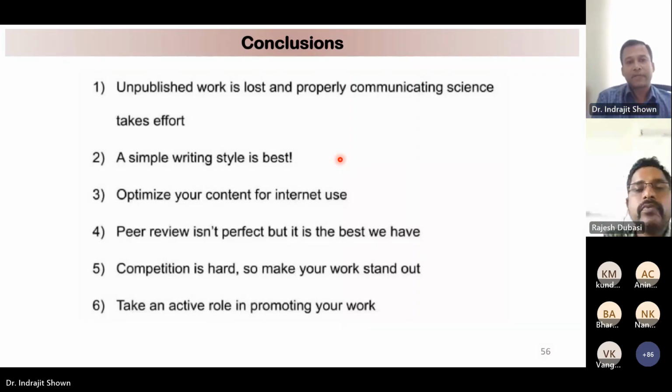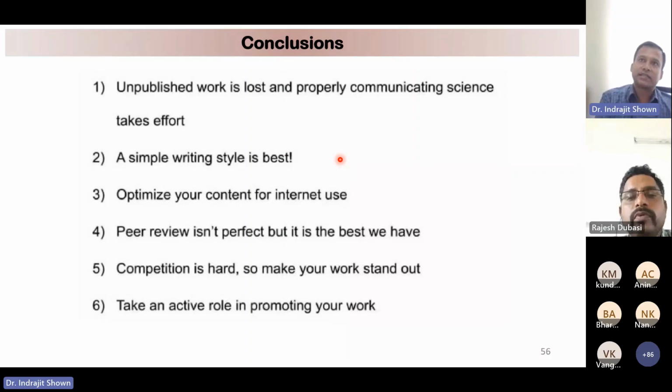That's why nothing is dead. This is my conclusion: nothing is dead or nothing is late. Anytime you can improve your paper, but the intention should be positive.